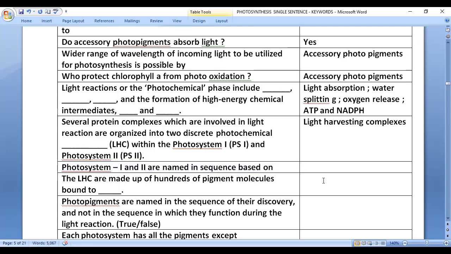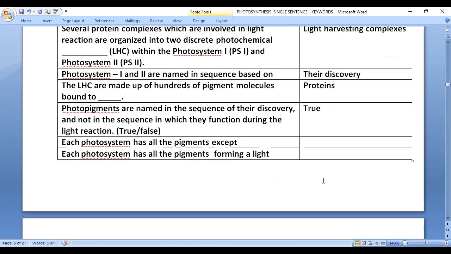Photosystem 1 and 2 are named in sequence based on their discovery. LHC are made up of hundreds of pigment molecules bound to proteins. Photopigments are named in the sequence of their discovery and not in the sequence in which they function during the light reaction. True. Each photosystem has all the pigments except one molecule of chlorophyll A.